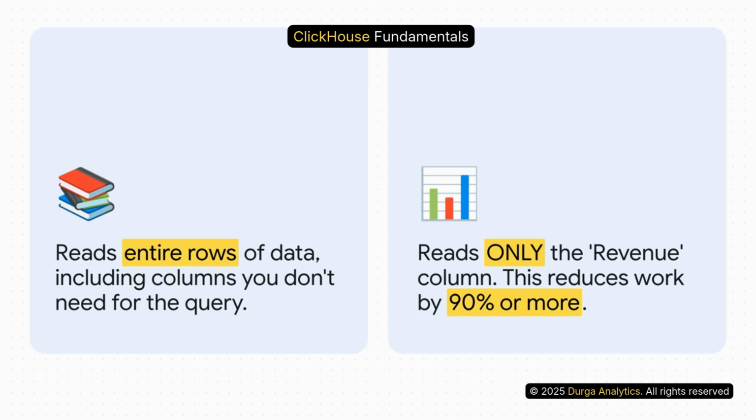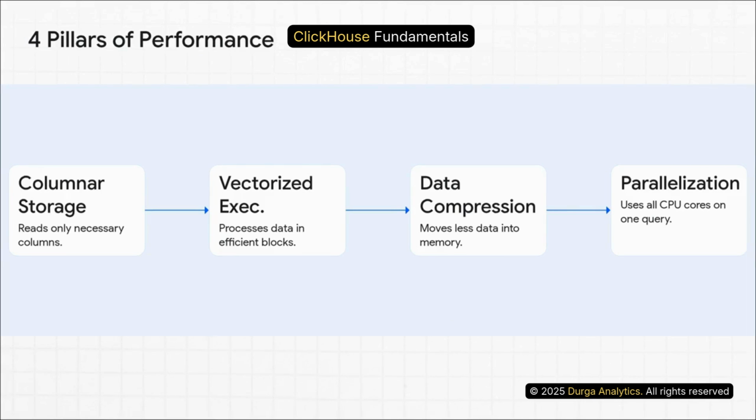This one trick can reduce the amount of work it has to do by 90% or even more, right from the start. Now that columnar storage is the foundation, but it's really only the first of 4 pillars. It's combined with something called vectorized execution, which processes data in big, efficient chunks instead of one value at a time. Then you add in aggressive data compression, which means there's way less data to even read from the disk. And finally, you have massive parallelization, where it uses every single CPU core available to work on your query. It's these 4 things working together in perfect harmony that create that incredible performance.